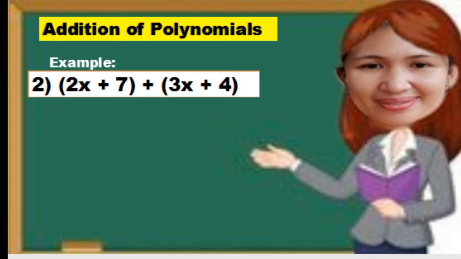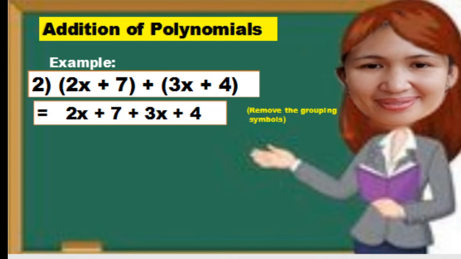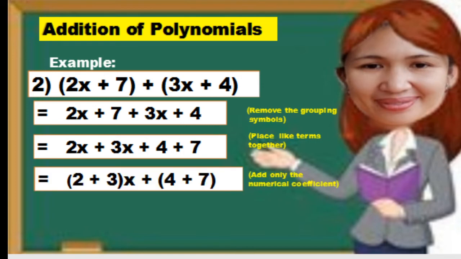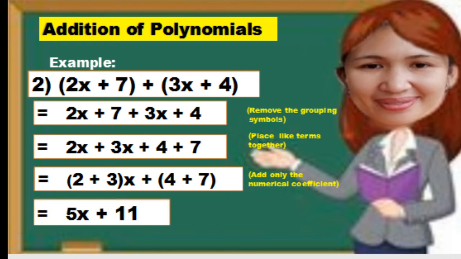Okay, let's continue. Let's have another. (2x + 7) plus (3x + 4). The first thing we must do is to remove the grouping symbols, the parentheses. So we have 2x plus 7 plus 3x plus 4. After that, we have to place like terms together. So like terms, 2x plus 3x, and 4 and 7. Then, add only the numerical coefficients, 2 plus 3. Then we have the constants, 4 plus 7. So, the sum is 5x plus 11. I hope that you are following.